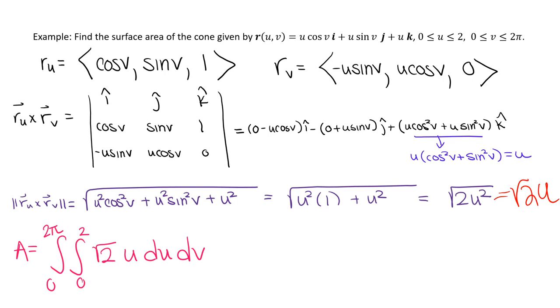So to find my surface area, I'm going to integrate square root of 2u with respect to u and v. And the u values go from 0 to 2. And then the v values go from 0 to 2 pi.